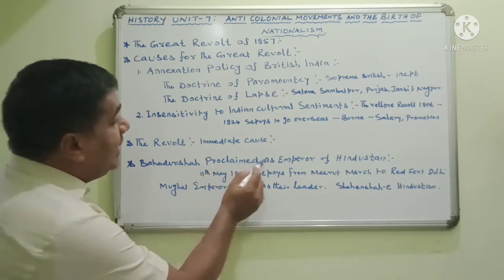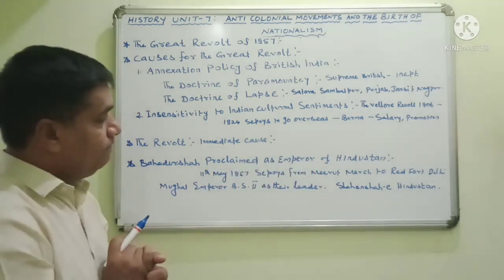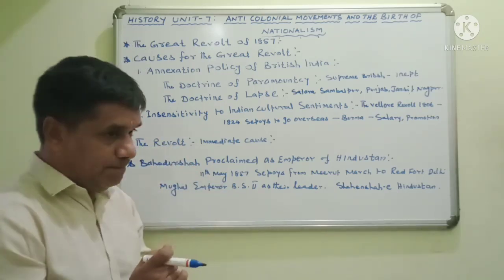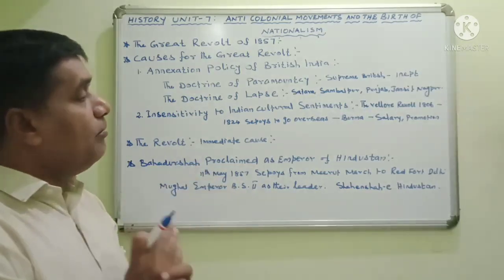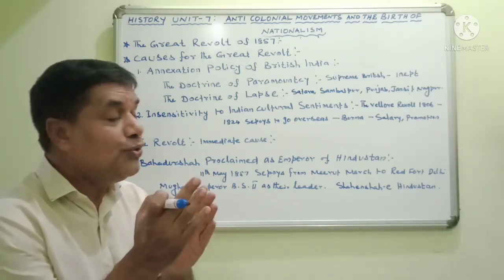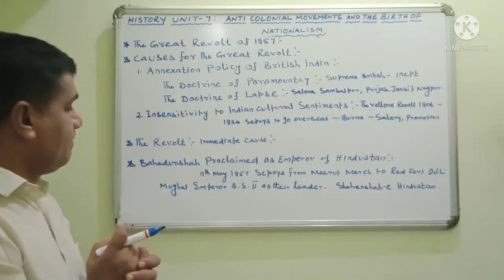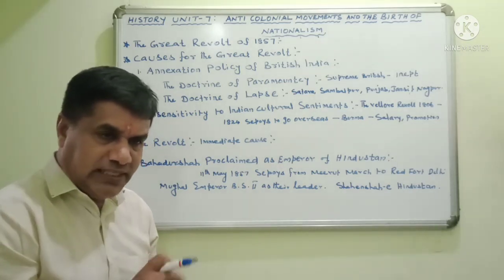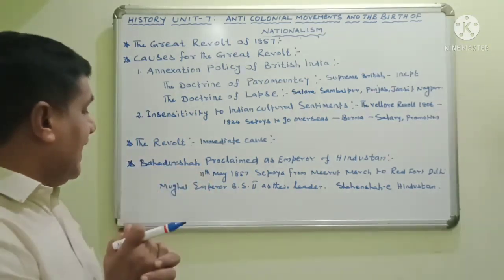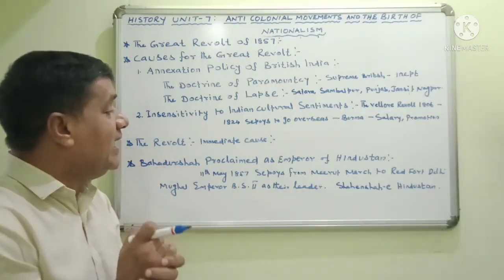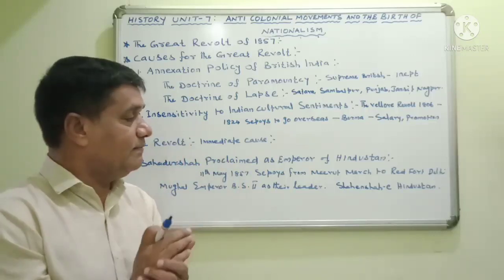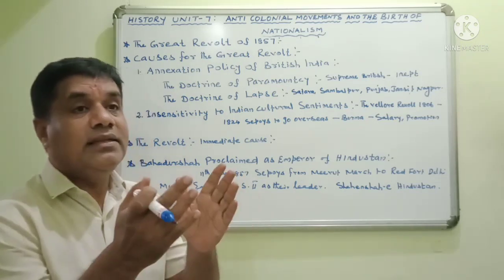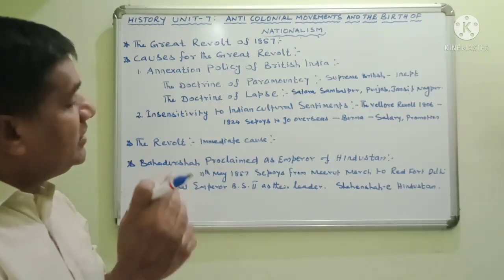Bahadur Shah was proclaimed Emperor of Hindustan. On 11th May 1857, sepoys from Meerut marched to Red Fort, Delhi. The Indian sepoys declared that Bahadur Shah II was the Mughal Emperor and their leader. Initially, the British did not accept it, but later this offer was accepted.